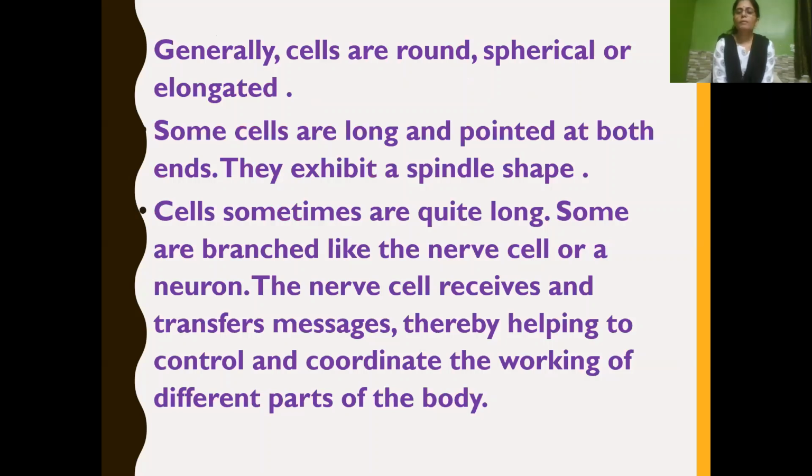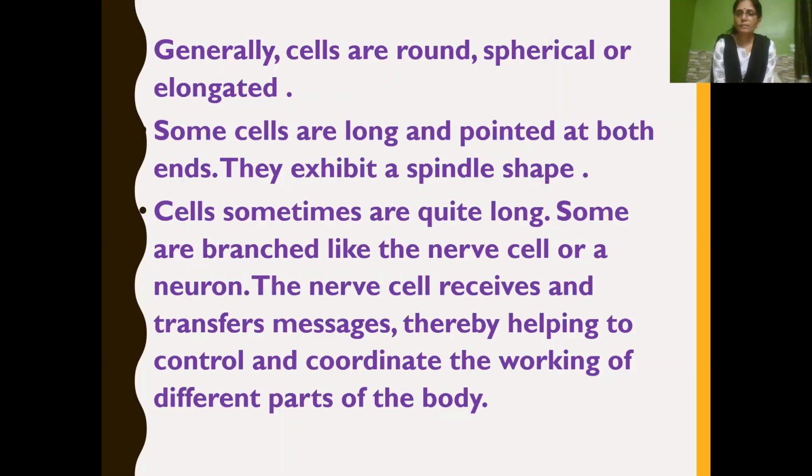And usually, cells are round, spherical, or elongated. But some cells are long and pointed at both the ends, that is, they exhibit a spindle shape. Example, muscle cell. And some cells are very long and branched, like nerve cell, which is otherwise called neuron. What is a neuron? A neuron is nothing but a nerve cell. What is the shape of a nerve cell? It is long and branched.